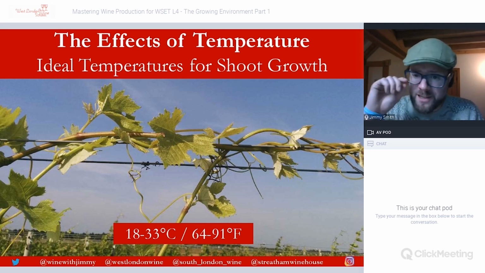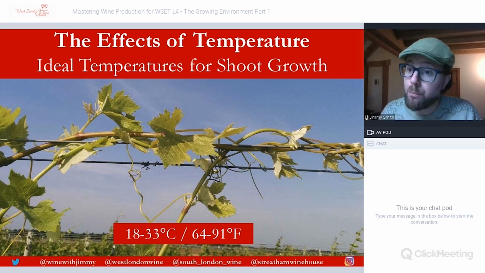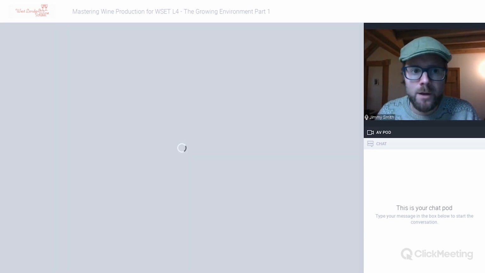So normally this is quite consistent, really, going through places like May and June for shoot growth, and even into July a little bit. So this is normally quite consistent during our summer days. So this is not usually an issue at this time for shoot growth. And as long as there's water availability as well, that shoot growth will be pretty consistent.